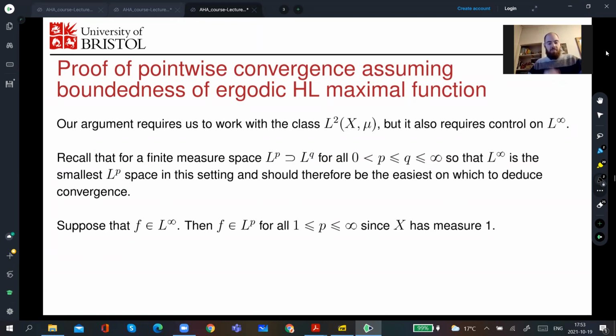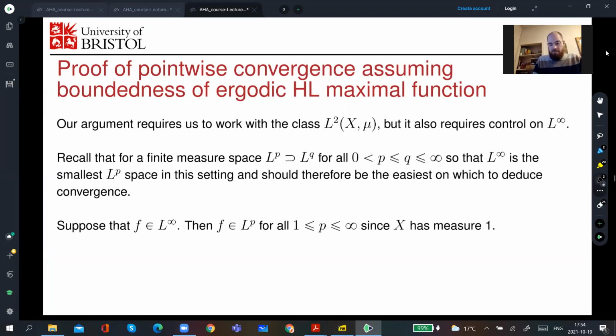L^p spaces on a finite measure space are nested. Unlike R^d, where for p not equal to q there's a function in one L^p space that's not in the other, and vice versa, on a finite measure space, as I increase p in an L^p class, that decreases the space. So L^q is contained in L^p whenever q is bigger than p. And in effect, L infinity is the smallest space. It's inside of every other L^p space when your space is a finite measure space, which is true since we're dealing with probability spaces.